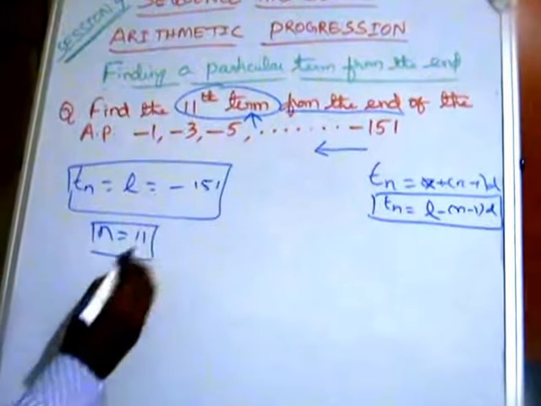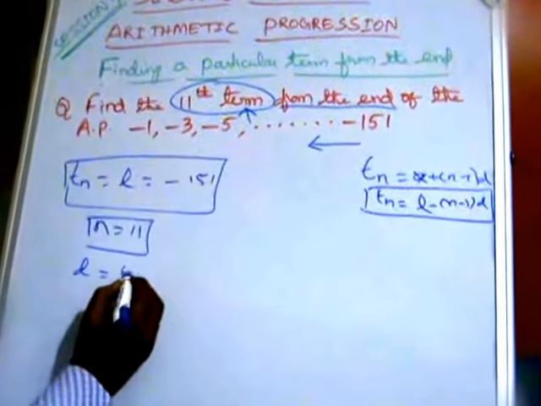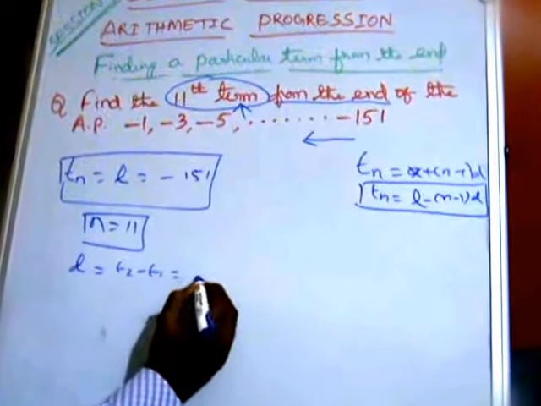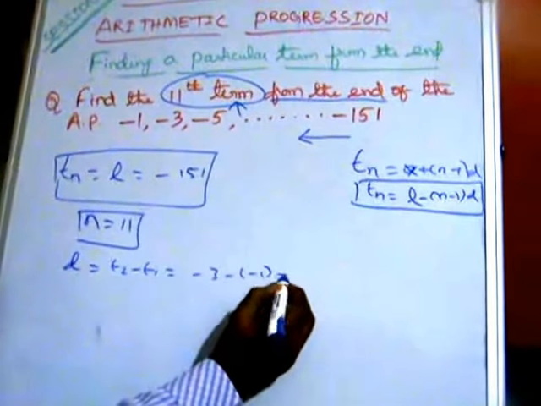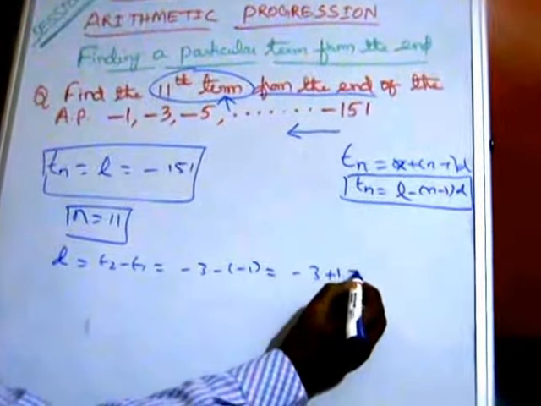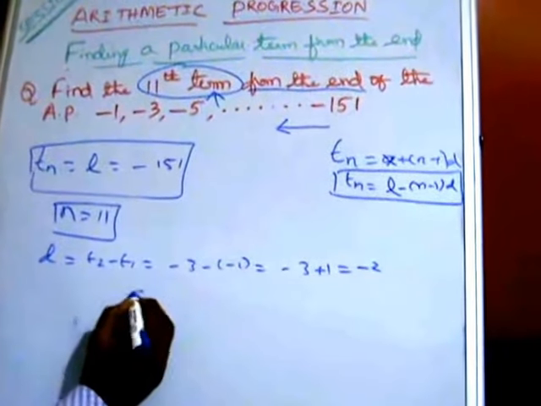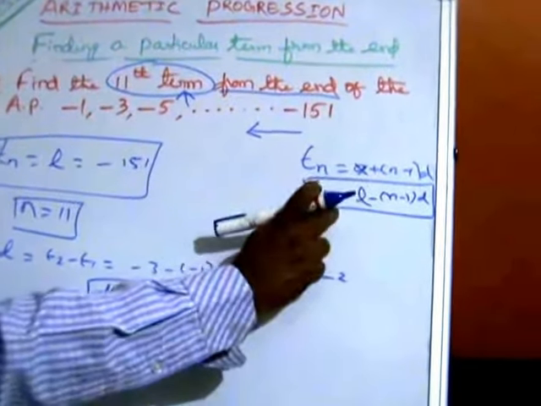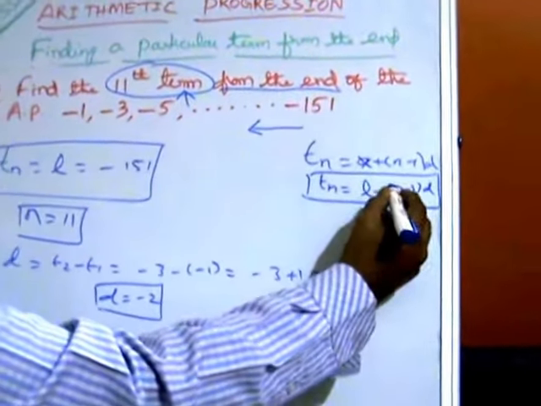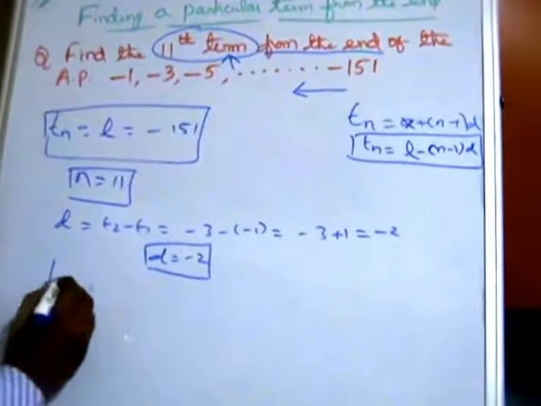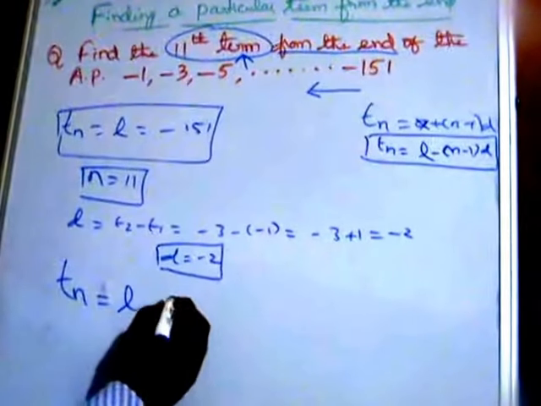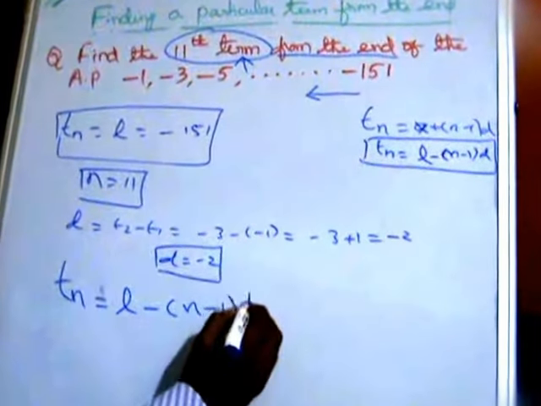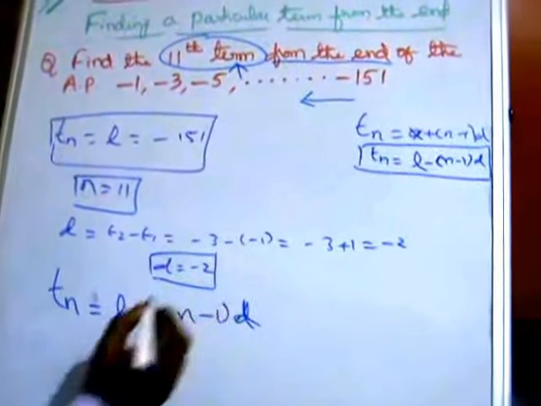Next one is common difference. D doesn't change: T2 minus T1. Term 2 is minus 3 minus of minus 1, which is minus 3 plus 1, which is minus 2. So you get D is equal to minus 2. Now we can apply the formula for the nth term from the end: Tn is equal to L minus n minus 1 into D. This is the formula from the end.